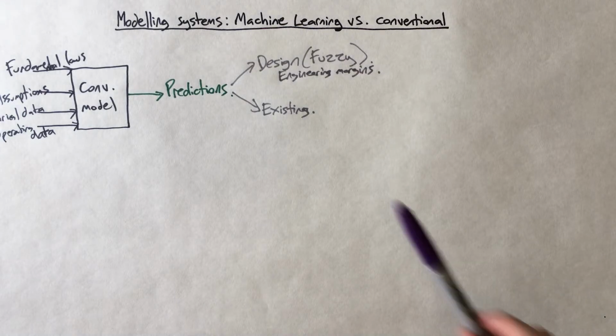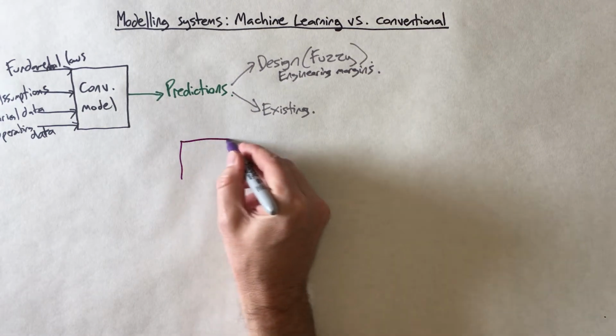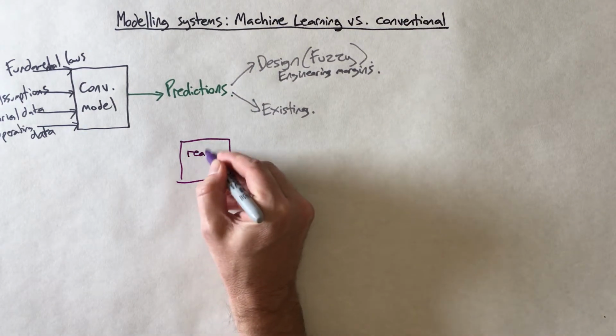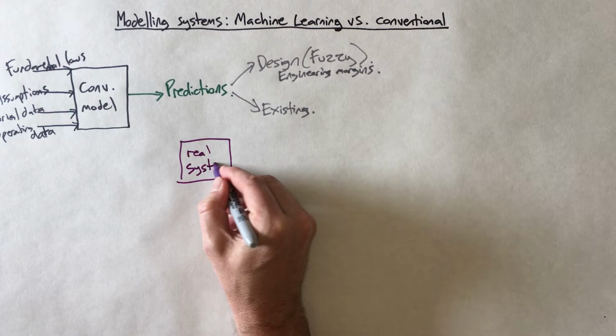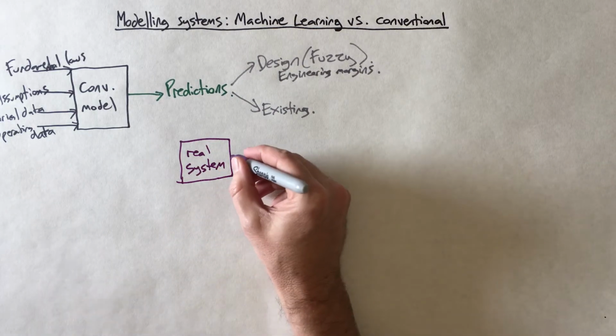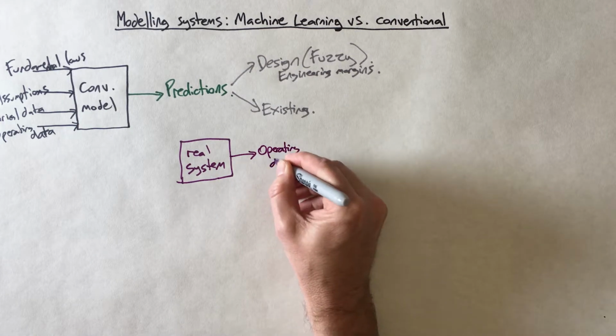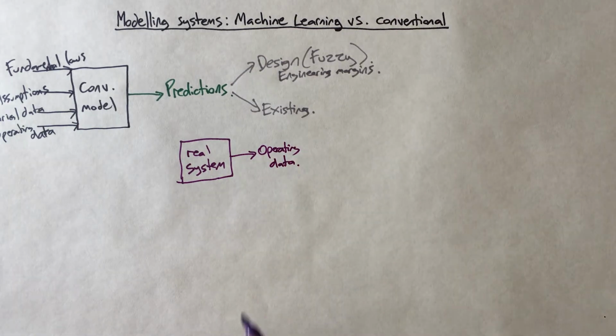But for an existing system, we actually have a way to check. And that check is we have a real system. So this is the real operating plant. It could be a real power station, it could be a real chemicals plant or whatever. And that is producing operating data. That operating data comes from instruments that are measuring things. They might be measuring flows or temperatures or pressures or gas compositions or whatever it is, lots of different numbers.